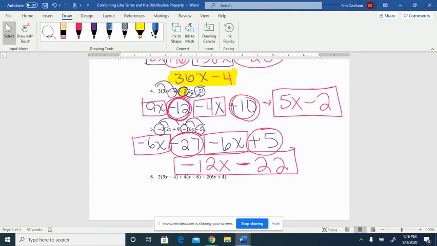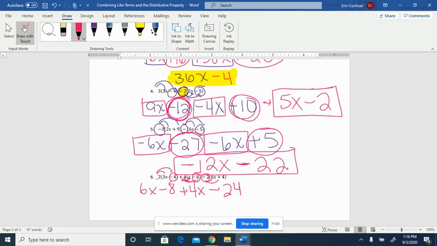And then here's our last one here. Okay, we have 3 parentheses, so we have to distribute 3 times. So the first one I'm going to distribute a 2, the second one a 4, and the third one a negative 2, because it's minus 2. So 2 times 3x is 6x. 2 times a negative 4 is negative 8. Now we're doing positive 4. Positive 4 times x is a positive 4x. A positive 4 and a negative 6 is a negative 24. And then a negative 2 times 6x is negative 12x. And a negative 2 and a positive 4 is negative 8.